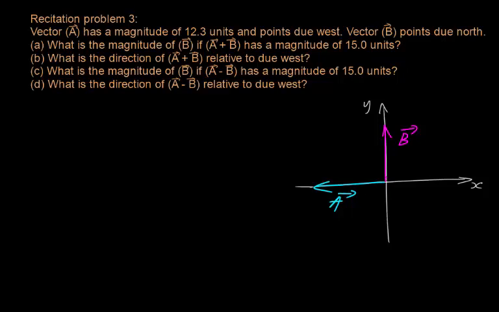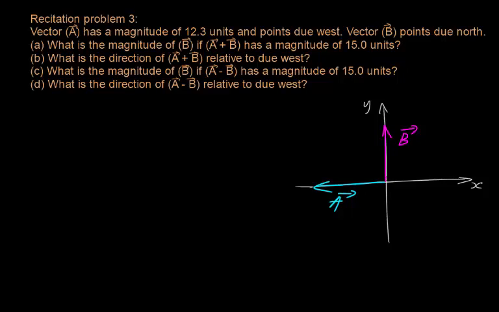Recitation problem 3. Vector A has a magnitude of 12.3 units and points due west. Vector B points due north, but we don't know what the magnitude of B is. Question A. What is the magnitude of B if the vector A plus B has a magnitude of 15 units?